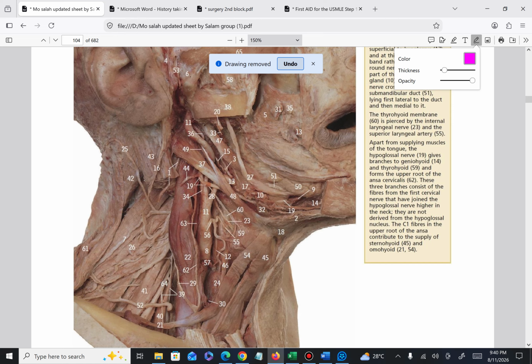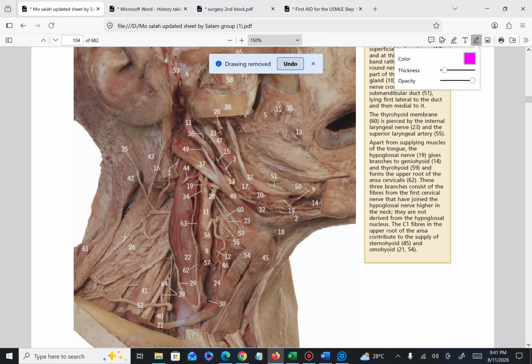Then on number 9 you can see this structure, which is the deep lingual artery. The deep lingual artery is also a content of the submandibular triangle. On number 13 is the facial artery. The facial artery is also a content of the submandibular triangle. On number 51 you can see the duct of the submandibular gland, the submandibular duct. So these are the contents of the submandibular triangle.